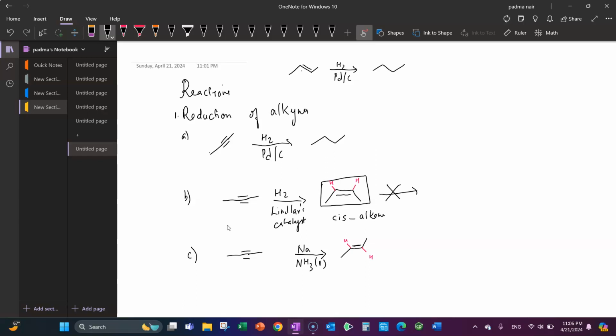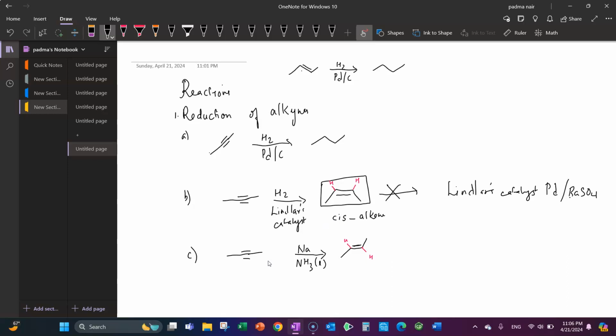Okay? And then here we have a reaction where if you treat the alkyne with hydrogen, but in the presence of Lindlar's catalyst. And Lindlar's catalyst, like I said, is palladium over barium sulfate. Okay, that is Lindlar's catalyst. You don't have to write this down. You can just write Lindlar's catalyst, and that would be enough. But the resultant product is important, that you get the cis alkene.